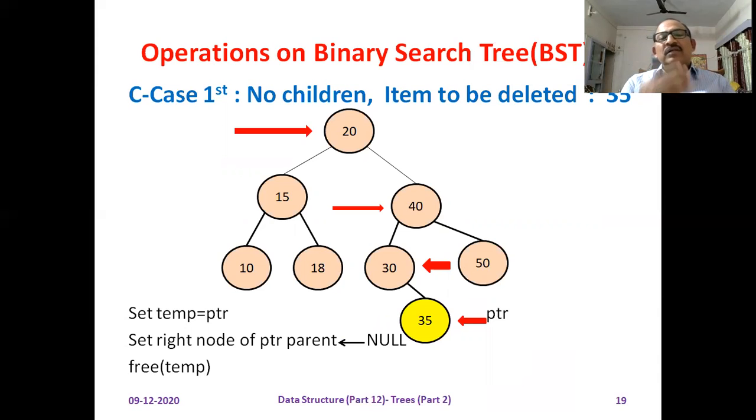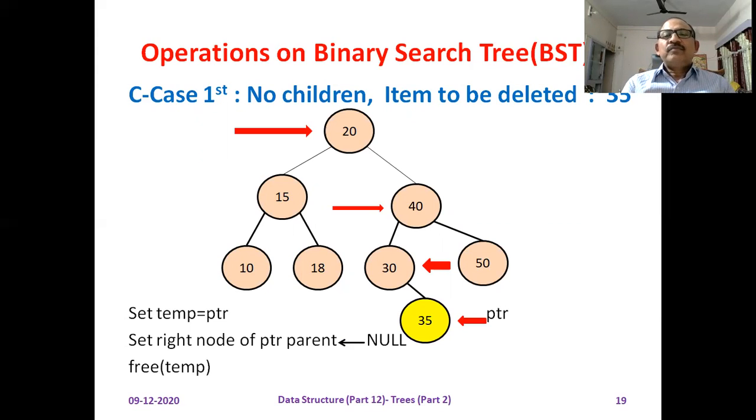Okay, and call the delete process with tree left comma 35. And what is the tree left? Tree left now points to 30. Now compare this 30 to 35. Here we see 35 is greater than 30. We call the delete process with parameters tree right comma 35. And tree right now points to 35.